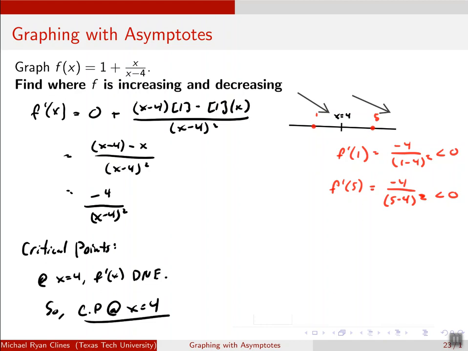So this derivative is negative everywhere except x is equal to 4 where it's not defined. So it can't be negative there. Well, can't really have a sign if you're not defined. You know what I'm saying?